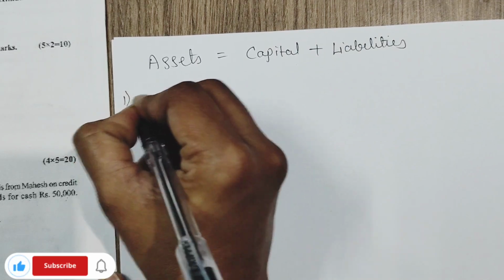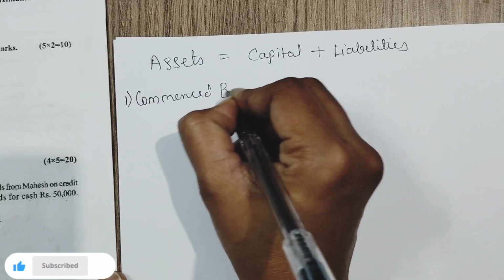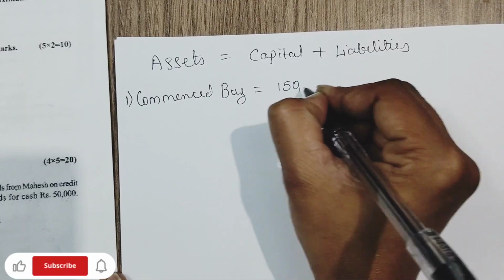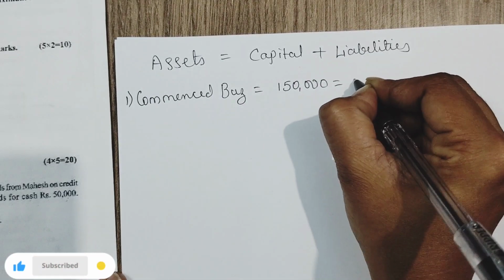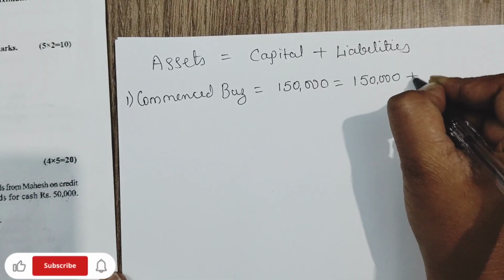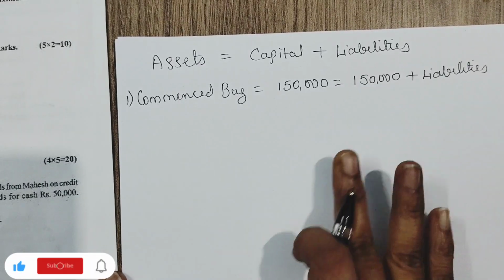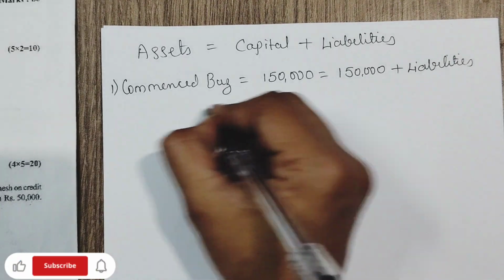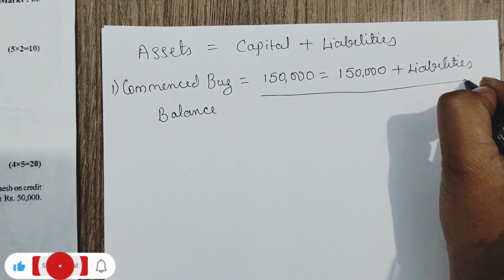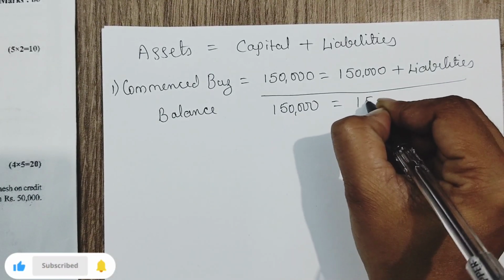So what is the transaction? Commenced business. Asset is cash. It is created 1,50,000. At the same time, the capital is created 1,50,000. Liabilities you have not yet created, nothing. So same you are writing as it is. Okay. Now balance. It should tally. Your left hand side should be equal to your right hand side. 1,50,000 is equal to 1,50,000.